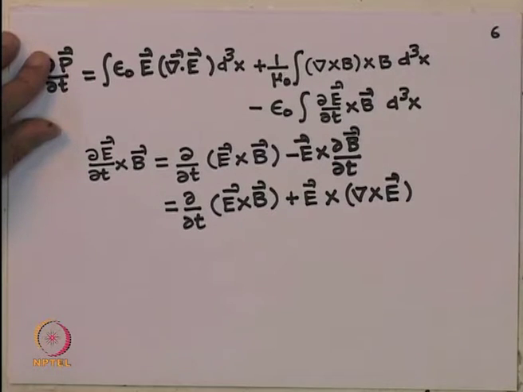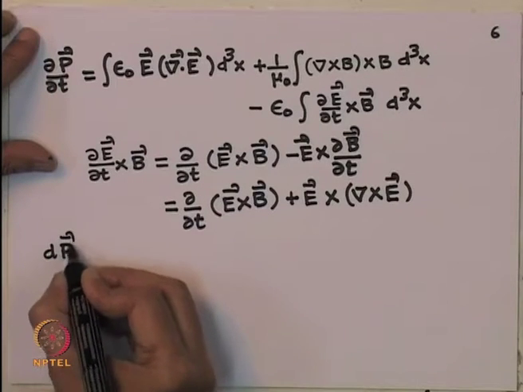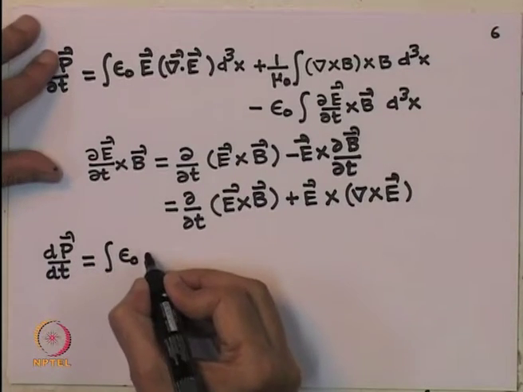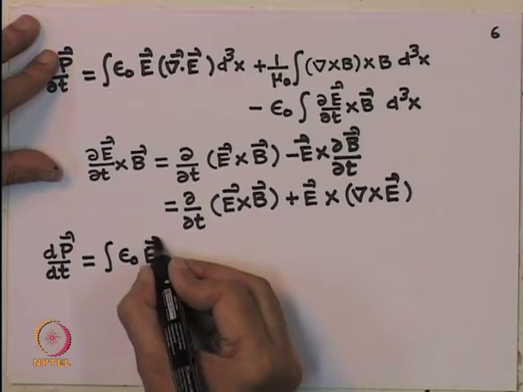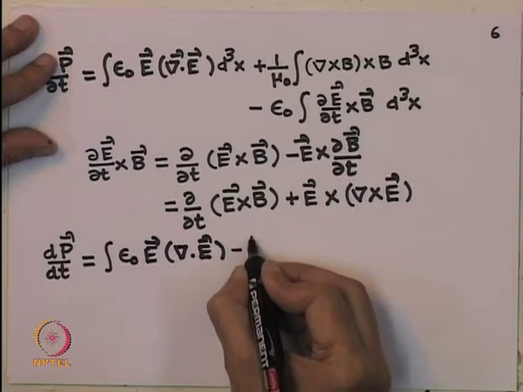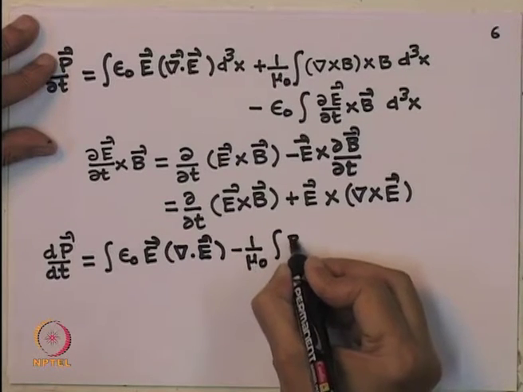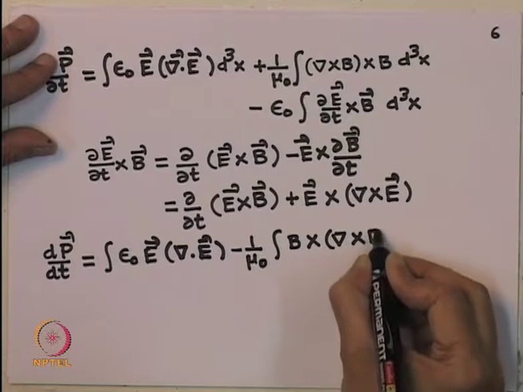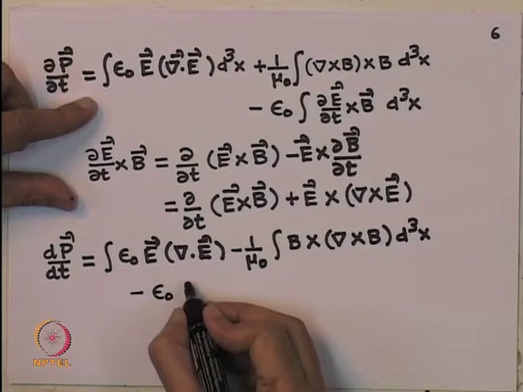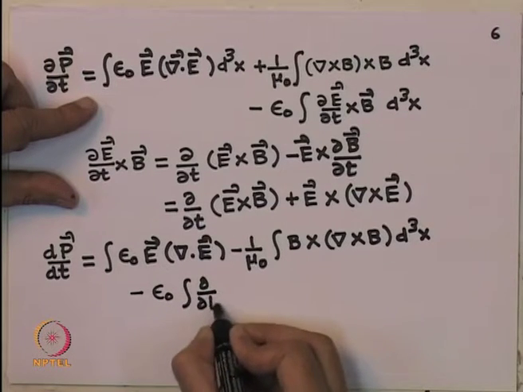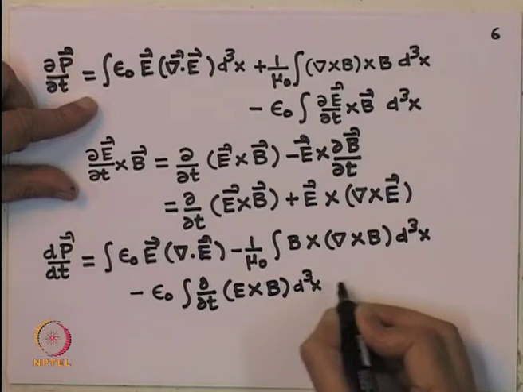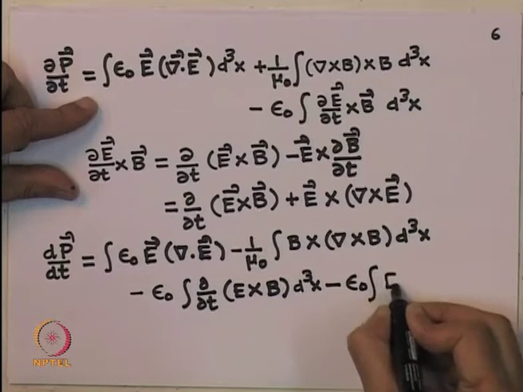So, with these, what I get is dP by dt is equal to epsilon 0 E times del dot E, minus 1 over mu 0 integral B cross del cross B d cube x, minus epsilon 0 integral d by dt of E cross B, minus epsilon 0 integral E cross del cross E.